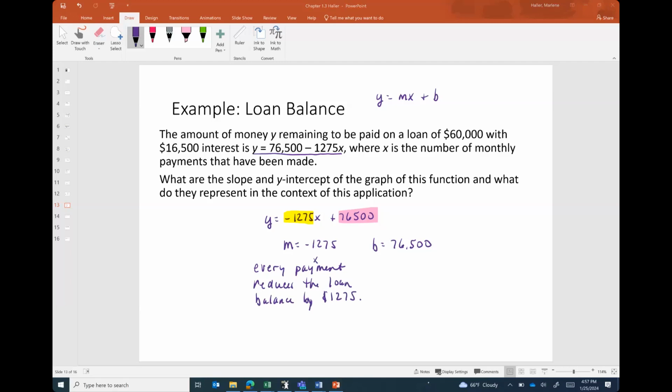So what then does the y-intercept represent? Well, the y-intercept represents the initial loan balance, or we could say it's the loan balance when zero payments are made.